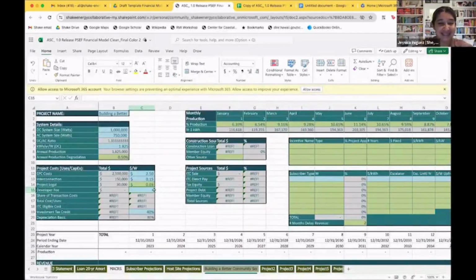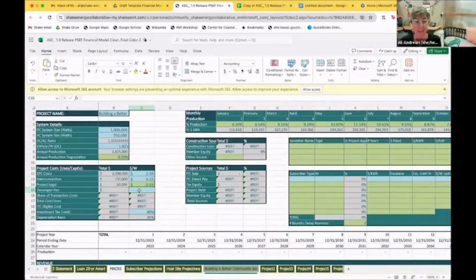And then a developer fee really ranges, but often 10% of the total project cost would be typical. So maybe I'll put 25 cents per watt as the developer fee. This might go to the community-based cooperative that's developing the project, or if you have a development partner that is doing the development work, that may be a fee that goes to them.